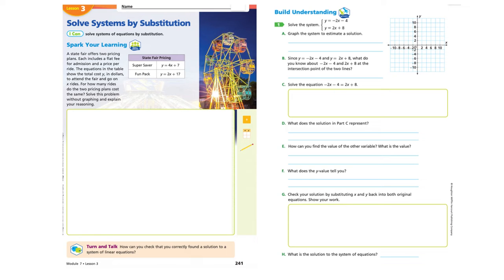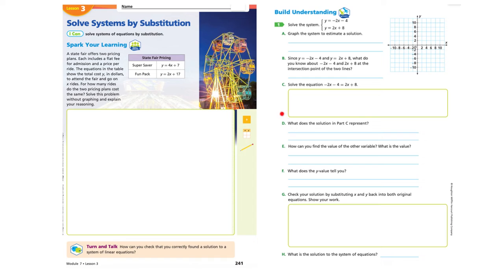And then C, they want you to solve this equation. And if you look at this here, negative 2x minus 4 and 2x plus 8, both of those here in your system equal y. So if this equals y and this equals y, what they've done, if you notice, they just set those 2 equal to each other because you know that y equals y. So here you're solving for x.